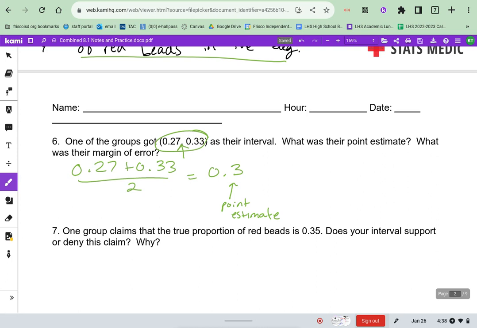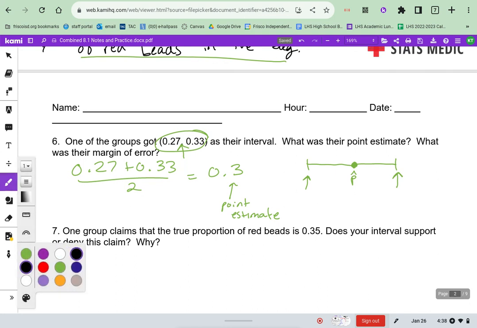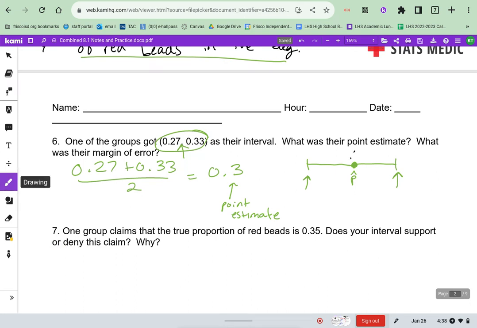So if you're imagining the confidence interval on a graph, this would be your point estimate, and then your margin of error would be sticking out to the left and right like this, where this would be one end of your confidence interval and this would be the other end. So in this situation, our p-hat is 0.3, and this is 0.33, 0.27. So my margin of error is this much. So margin of error is 0.03 in this case.